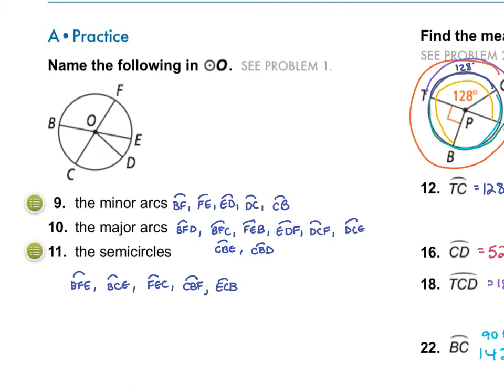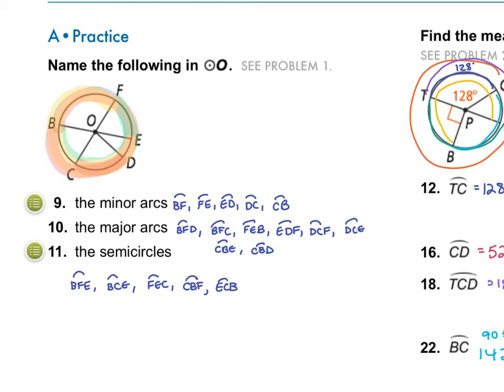Number 10 is the major arc. So these are ones that are bigger than 180. So if I started at B and I went up, I would go up and around. BFD is bigger than 180, so that's a major arc. BFC would be bigger than 180, so that's also a major arc. And then I went to F. FEB is a major arc. And then I went to E. DF or ECF, that's a name too, or EBF, those are all the same arcs. That's a major arc.